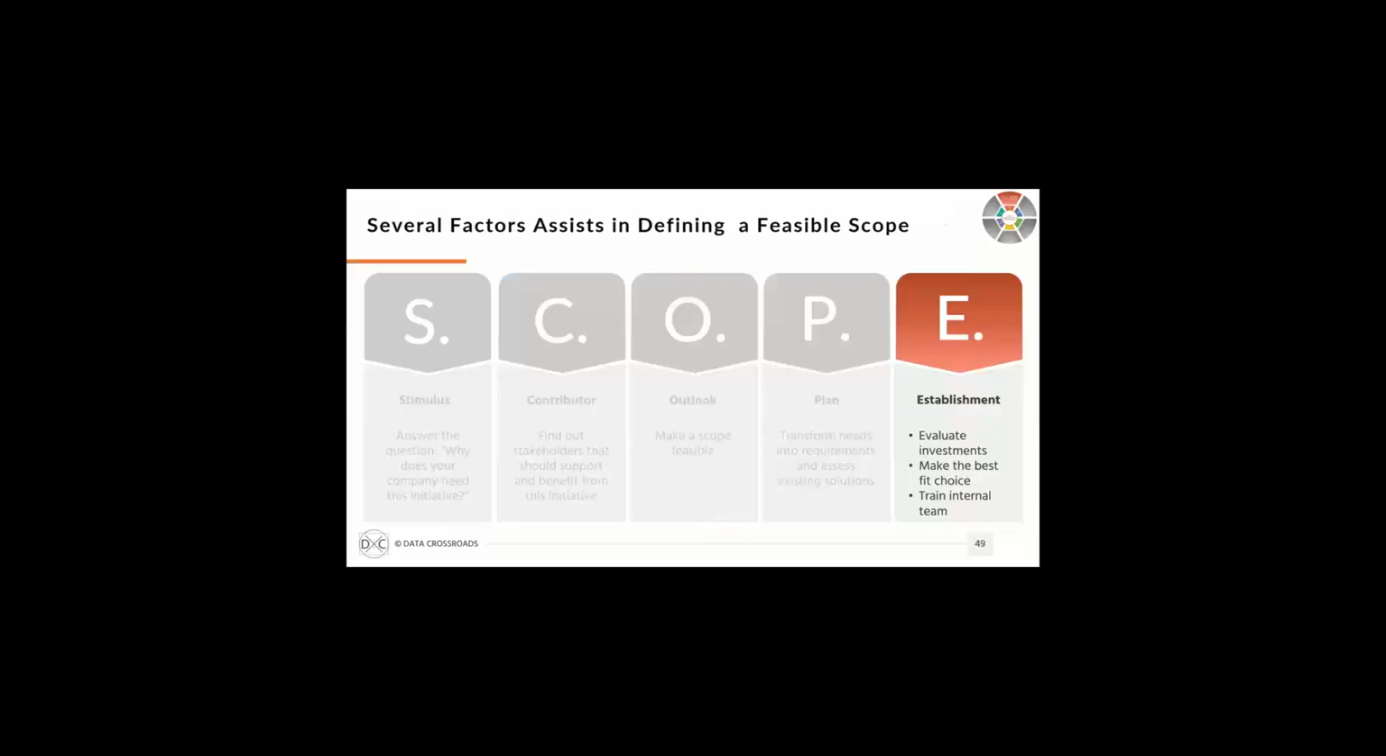So the last step in solution implementation will be establishing the business case. You must evaluate required investments, select a solution that best fits your requirement, and train an internal team for the tool implementation.